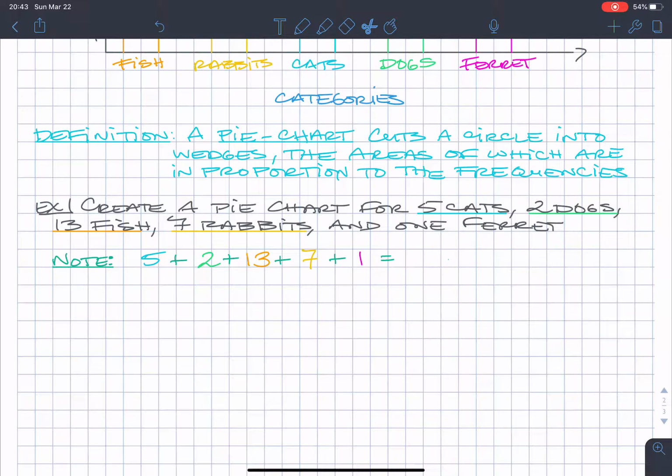Okay, so how many animals do I have total? 5 and 2 is 7. 7 and 13 is 20. 20 and 7 is 27. So I have a total of 28 animals. So that's what I need to cut my pie into.